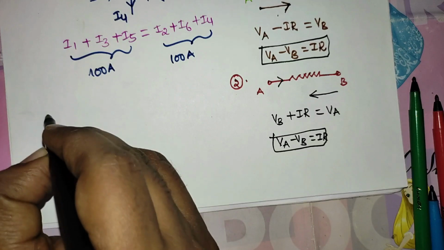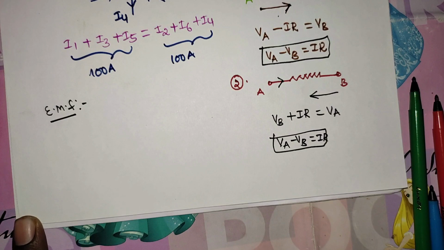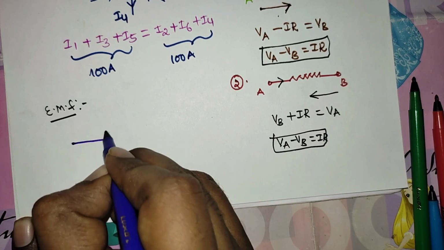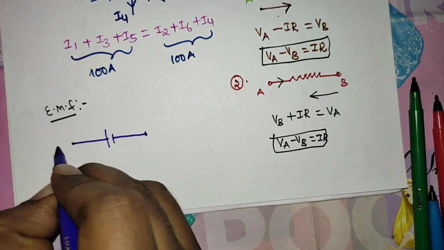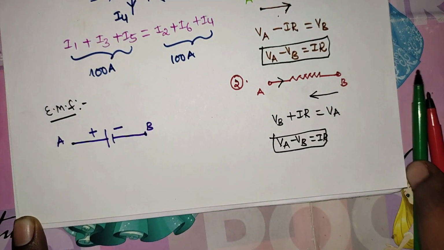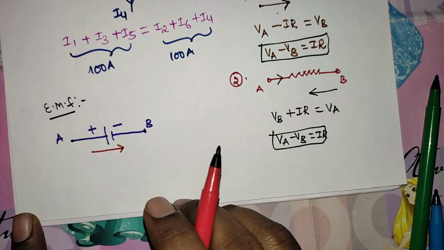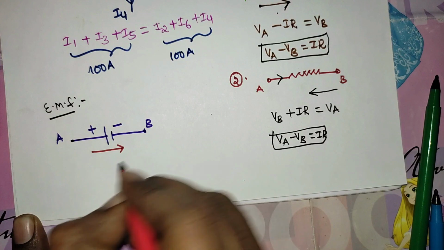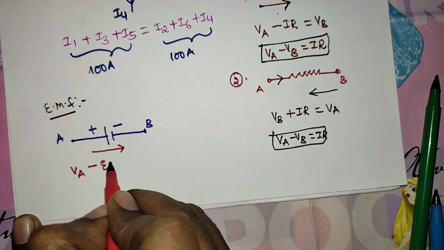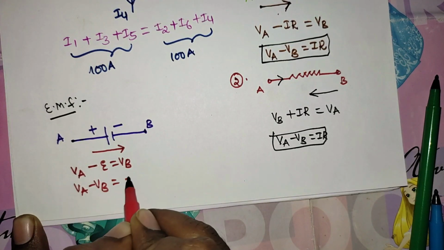Suppose you take the EMF also. Observe the EMF, irrespective of the current direction. This is A and B, the positive terminal and the negative terminal. Suppose you are moving from higher potential to lower potential. When you move from higher potential to lower potential, EMF is taken as negative. So this is VA, so VA minus E is equal to VB. We can write VA minus VB is equal to E.